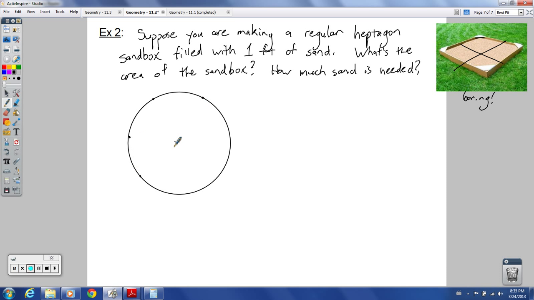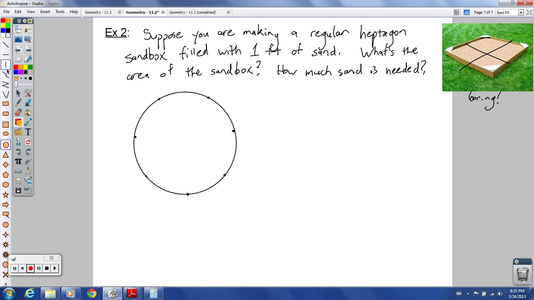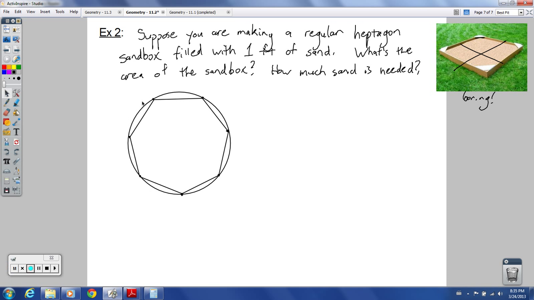The fourth side should be about halfway in between there and there. That looks pretty good to me. Okay. And so, yeah, that's going to be pretty good, I think. So if I connect all these now, I should have a pretty decent regular heptagon for this problem. And yep, that looks alright to me. So now I'm going to, as promised, get rid of the circle around that. So here's your regular heptagon sandbox.